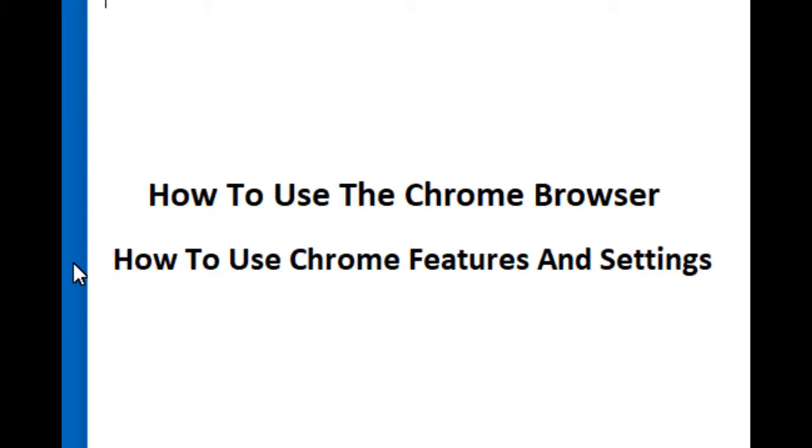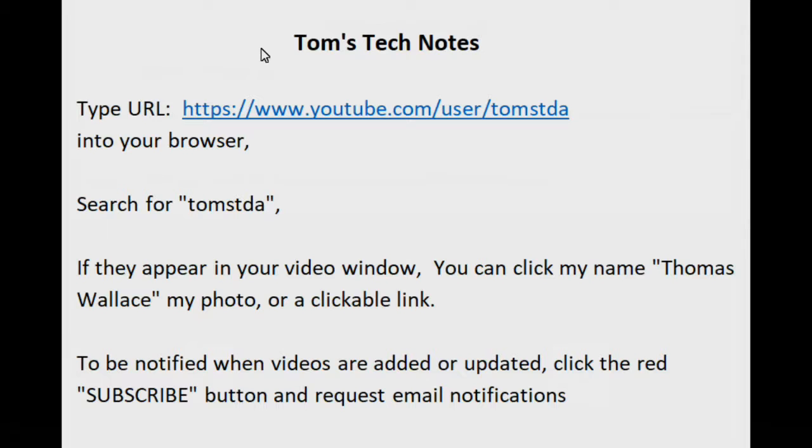This video, How to Use Chrome Features and Settings, is in playlist How to Use the Chrome Browser. It is for Chrome version 63.0 running in Windows 10.